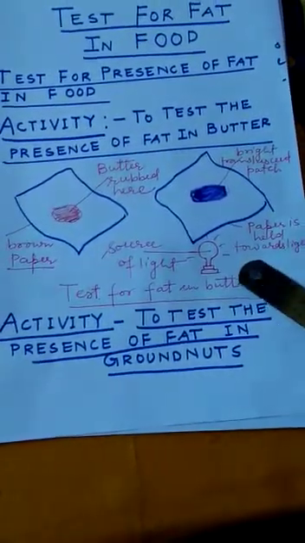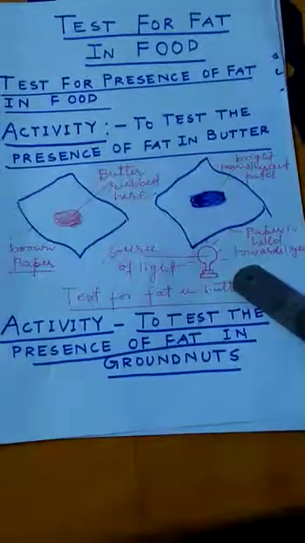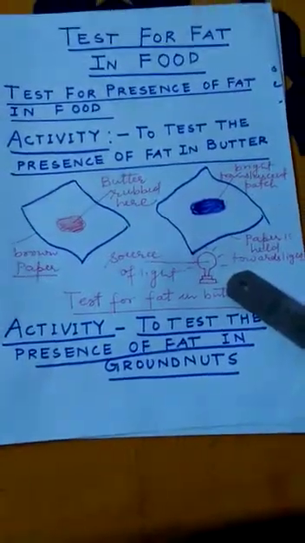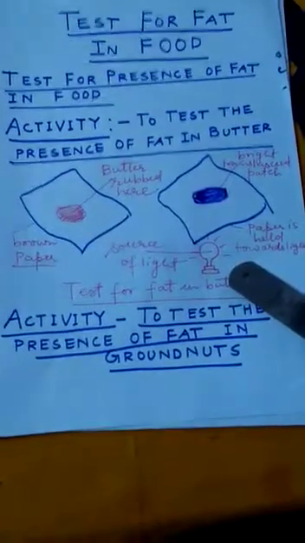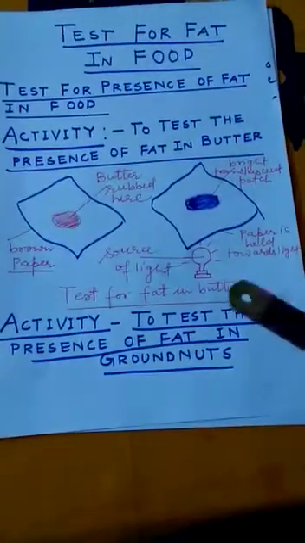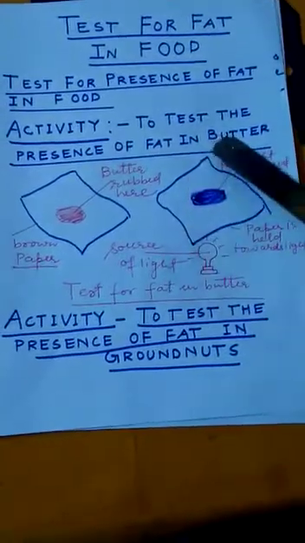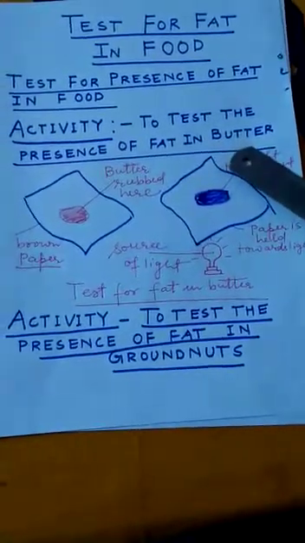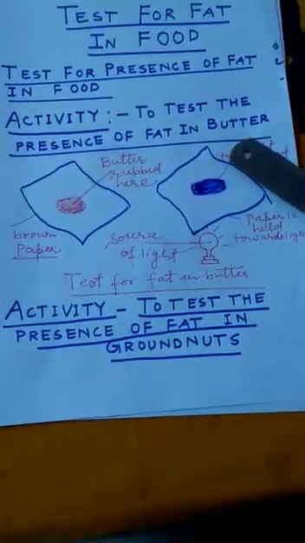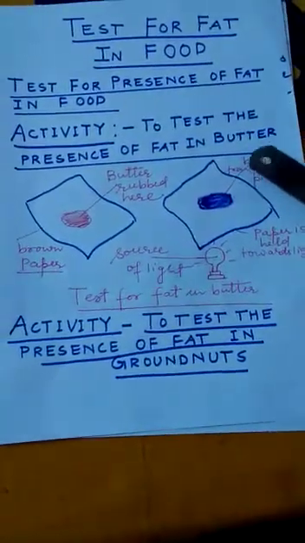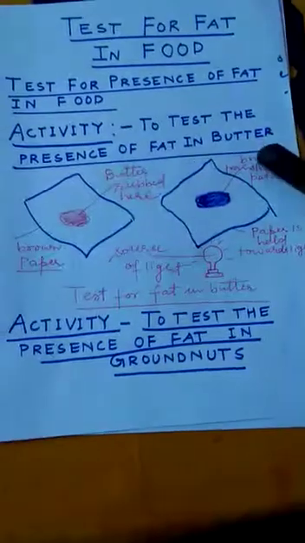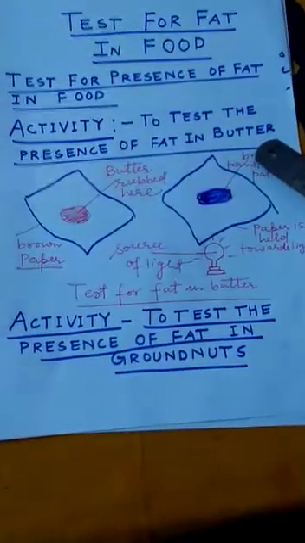We can also perform this experiment by rubbing a few drops of groundnut oil in the center of the paper. Butter is a soft food which can be easily rubbed on a piece of paper, but some foods containing fats, like groundnuts, are quite hard and difficult to rub on the paper.